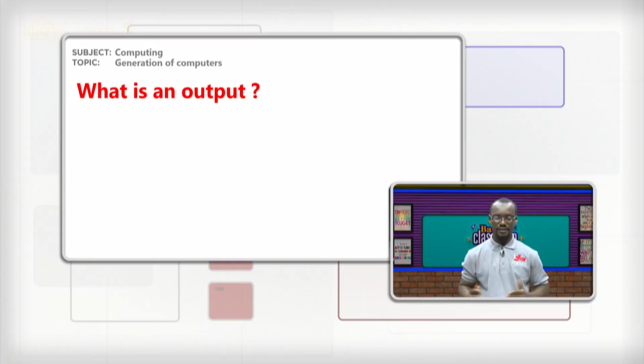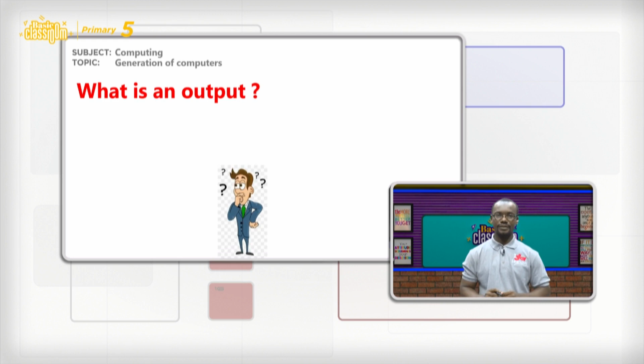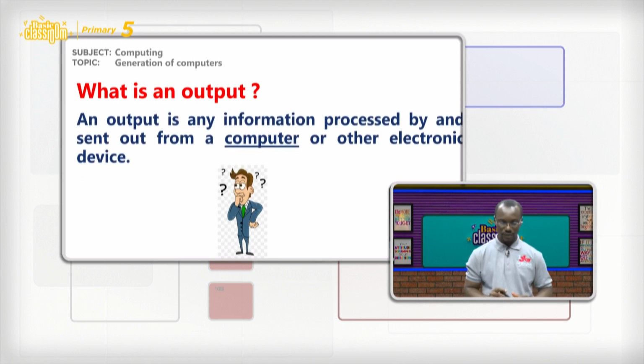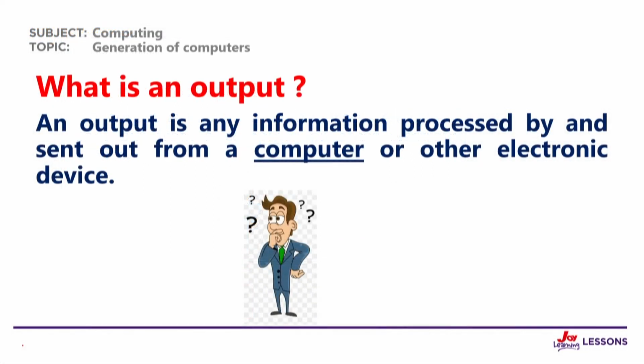Now, what is an output? I want you to try it. Write your answer down. Just try it and let's see. An output is any information processed by and sent out from a computer or other electronic device. So this is what we call an output. Good. Let's continue.